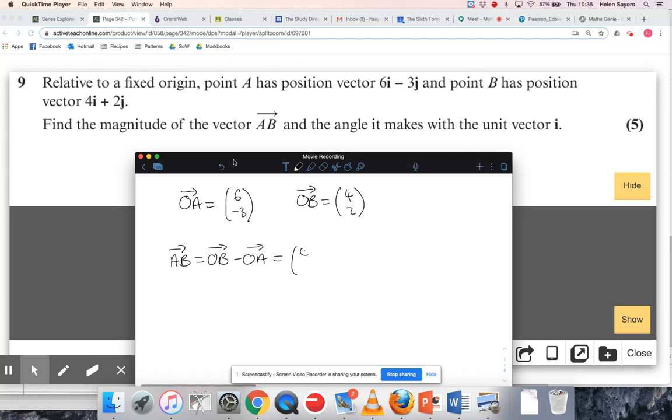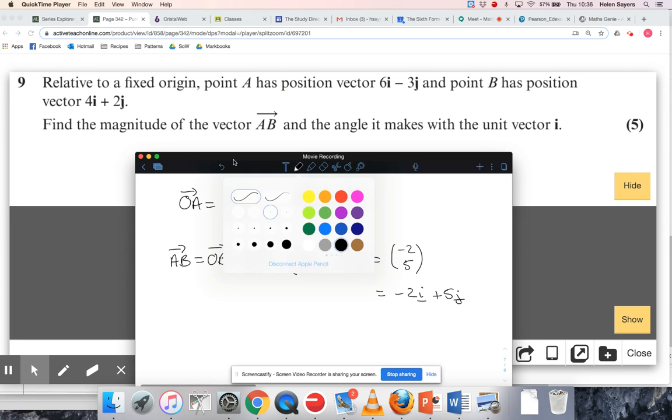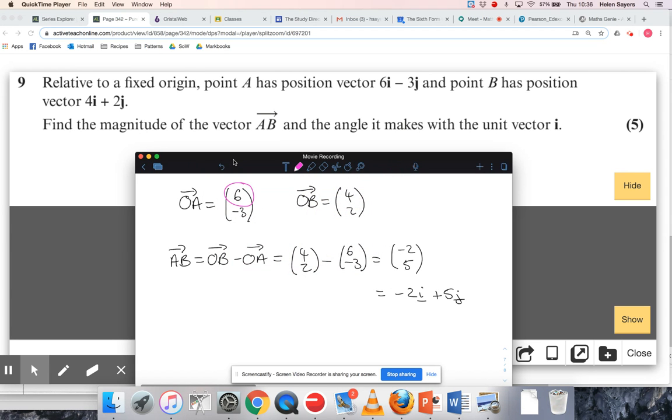So that's going to be (4, 2) minus (6, -3). So that is going to be 4 minus 6 and 2 minus 3. And then I'm just going to write that back as i and j vectors, as that's what was given in the question. Okay, so that is the formula you can use. But really, all this is asking me is, how do I get from 6 to 4? Well, I want to go down 2. And how do I get from minus 3 to 2? Well, I want to go up 5.